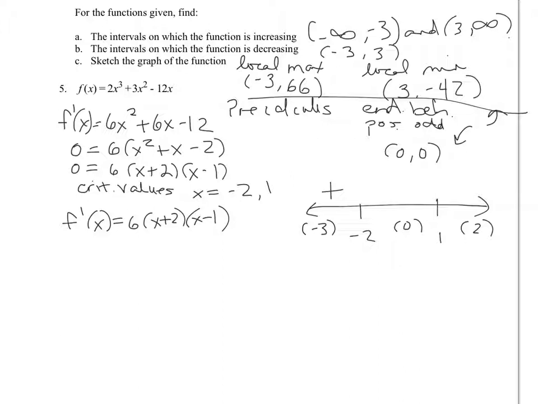All right, what happens if you put 0 in? Negative. Because 0 plus 2 is a positive times 0 minus 1 is a negative, and a positive times a negative is a negative. And then what happens if you're putting in positive 2?